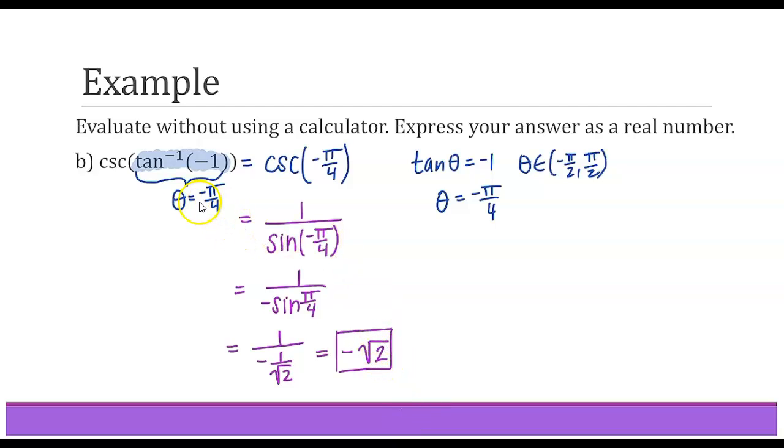So we did not need to draw a triangle because we could evaluate this tan inverse of -1 exactly. We know theta is -pi/4.